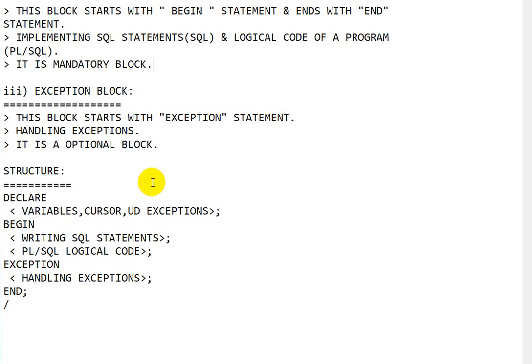So what is the structure to write anonymous block? So first declare, and here we can declare the variable, cursor, user defined exception. Then begin, here we can write the SQL statement and PL SQL logical code. And third one is exception, here we can do exception handling, end and slash. So in the next video we will see how to define a variable in the PL SQL.